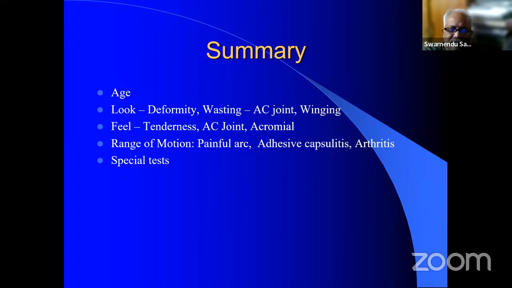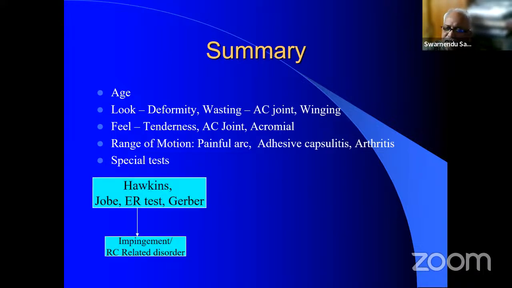And the special tests. Another special test I forgot to tell you is the O'Brien. O'Brien is similar to your empty can. Empty can is done at 90 degrees of abduction in the scapular plane. But the O'Brien is done when the arm is forward flexed, both palms are together, the fingers are pointing downwards, and pronated at 90 degrees. And against resistance, if there is pain, then it is for the SLAP lesion. But there is no classic test which can classically diagnose the SLAP. You can do the O'Brien, you can do the ABER test, that means 90 degree abduction and external rotation, for the SLAP.